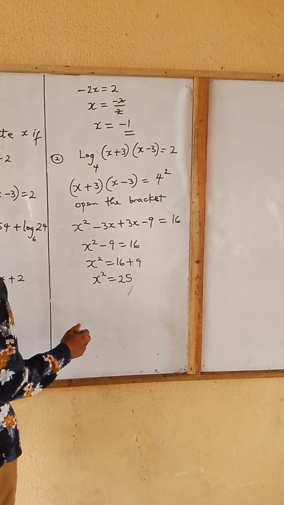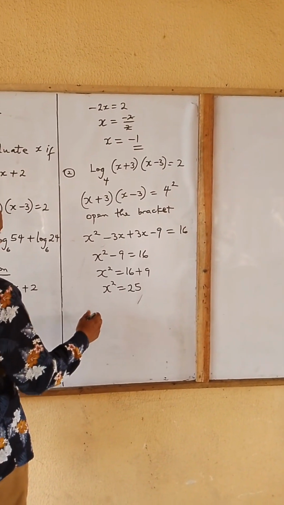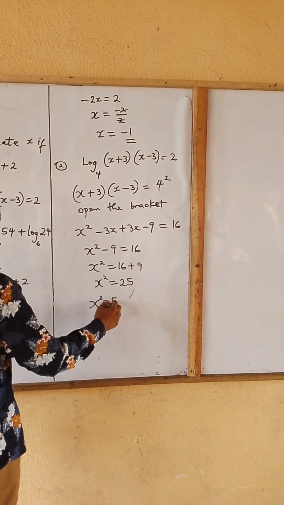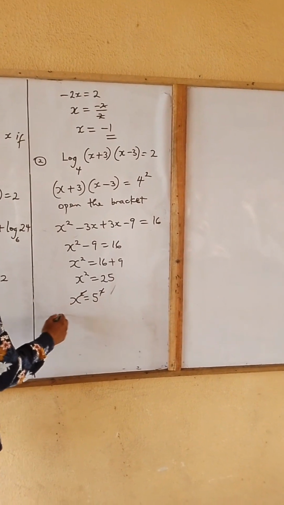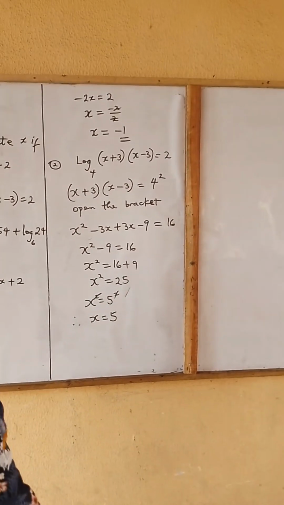And for us to find this value of x, we are going to take the square root of both sides. So x squared is equal to 5 squared. So power will eliminate power. Therefore, x is equal to 5. Let's solve the third question.